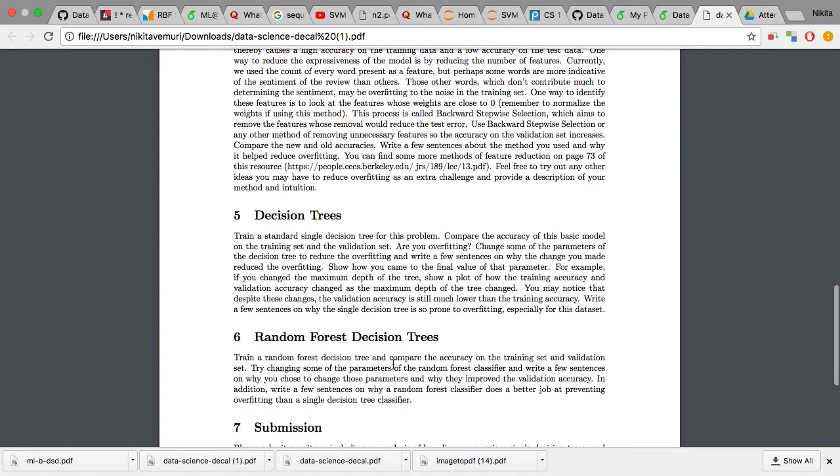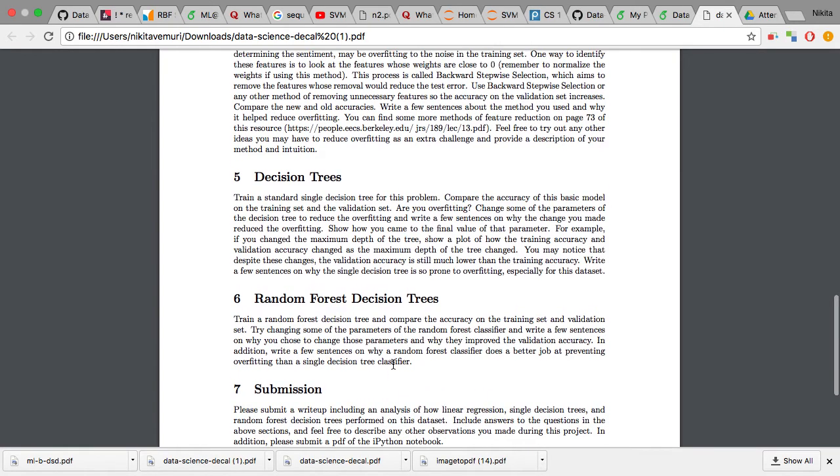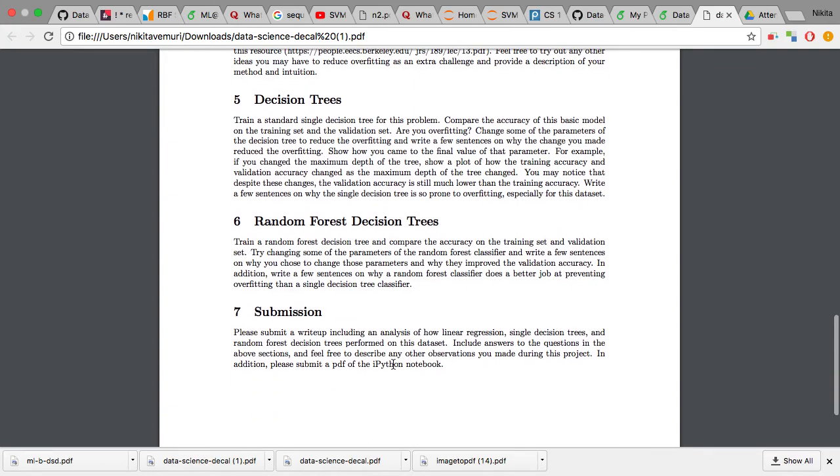But after that, you'll be trying decision trees. So you'll try both a single tree and a random forest tree, and then explain which one works better and why that is the case. And then you submit the PDF of your notebook and also do a write-up with all the questions asked in here. So it's a pretty short project.